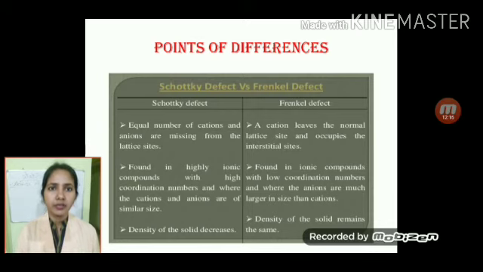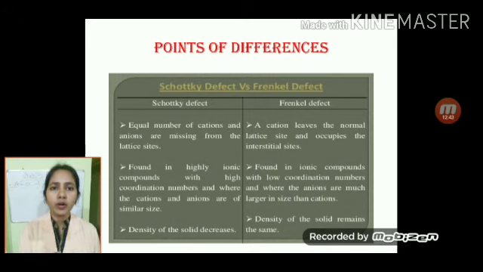In case of Schottky defect, it is mainly found in highly ionic compounds with high coordination number, where the cations and anions are generally of similar size. Whereas Frenkel defect is found in ionic compounds with low coordination number and where the anions are much larger than the size of cation. Or we can say there is a large difference between the size of cation and anion.